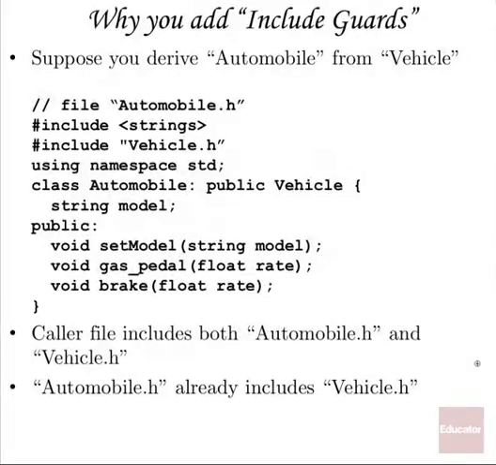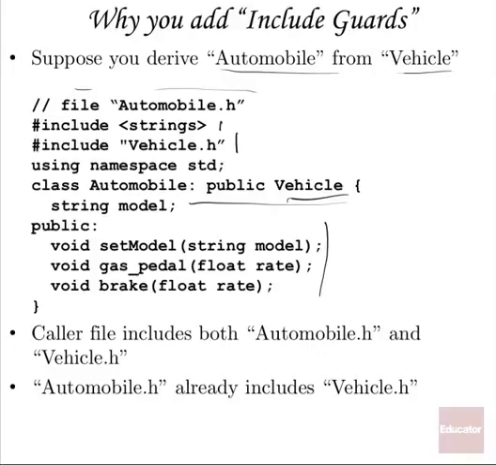Now, a quick note about why you have an include guard. Let's say we have an automobile, which is derived from vehicle. Here's your file automobile.h, which is the interface to the automobile class. We're including string because we're going to use a string. We're including the vehicle.h file because we need to reference the vehicle class as our superclass. And we have our different methods, whatever else.